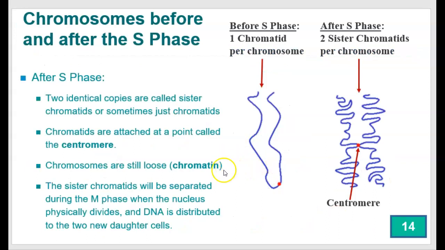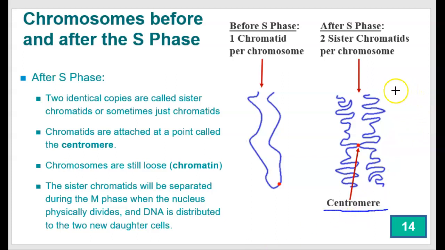So before the S phase, each chromosome existed as a loosely coiled single structure. Even if it's in a hairpin loop like this, it's linear. It's just like one double helix. But after the S phase, there are now two copies, I guess, of the chromosomes that are attached to one another. And where they're attached, that point is called the centromere.